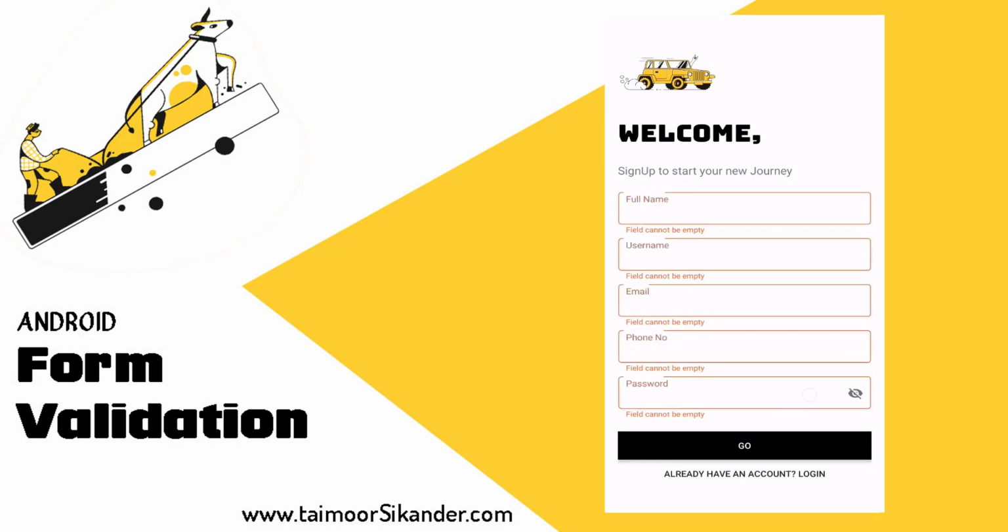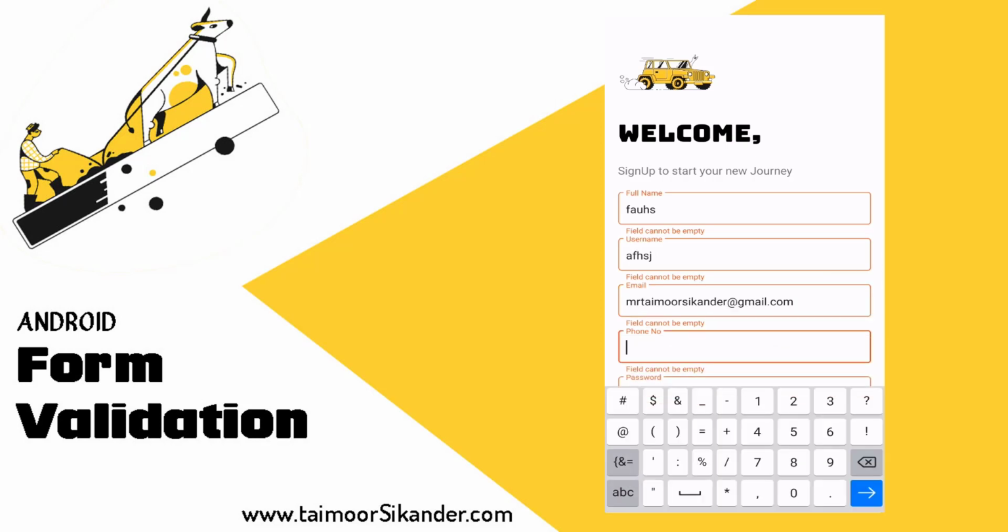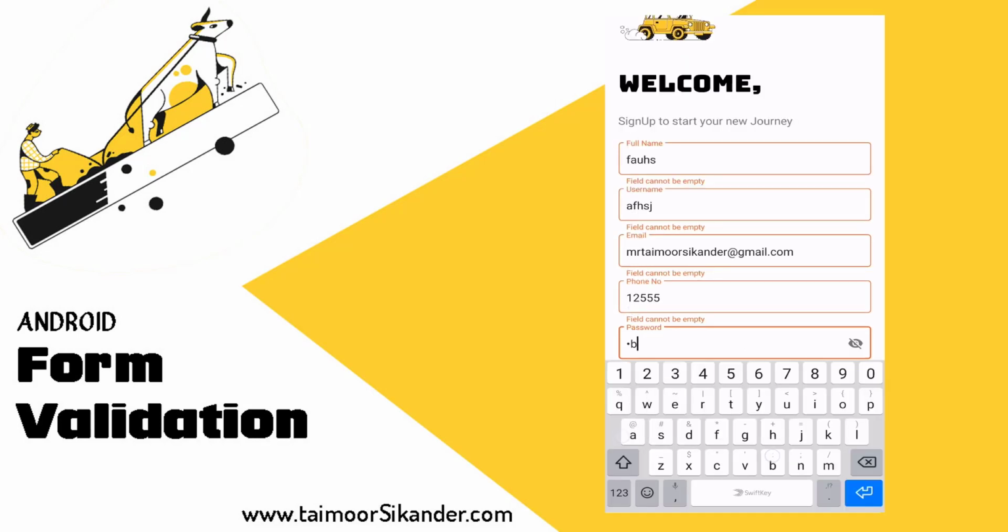So when we click on this go button, you can see we have the errors because we are using these material design text fields. So these errors can appear just beneath these text fields. Let me quickly fill them. Username should have 4 letters at least. Then we have a valid email and the phone number. Phone number is not conditional here, and then the password.